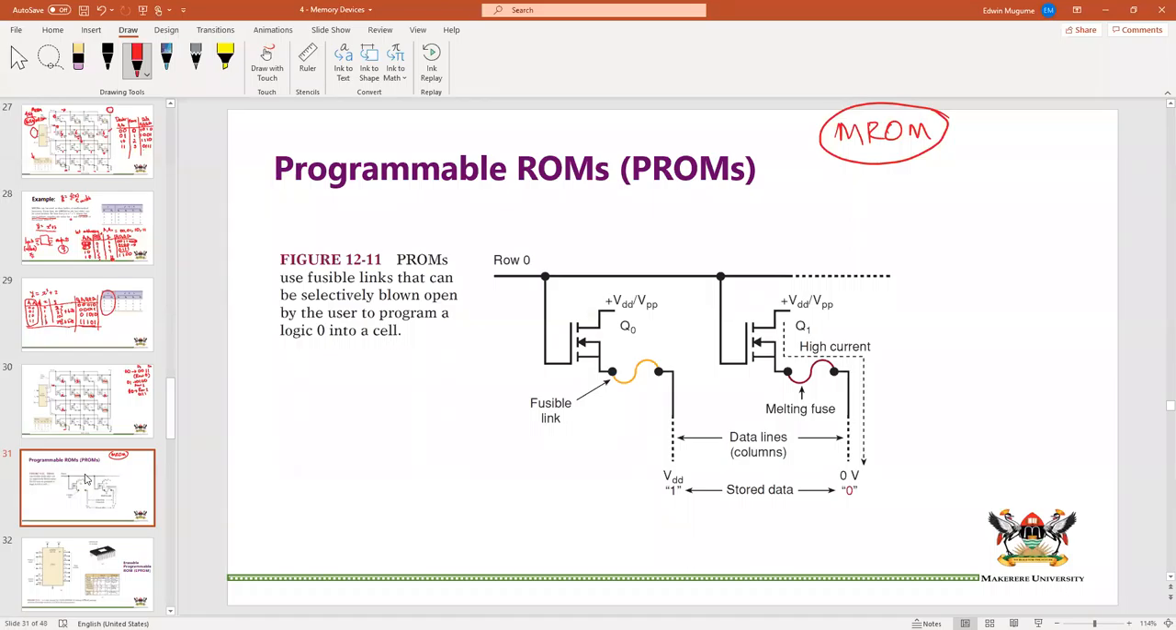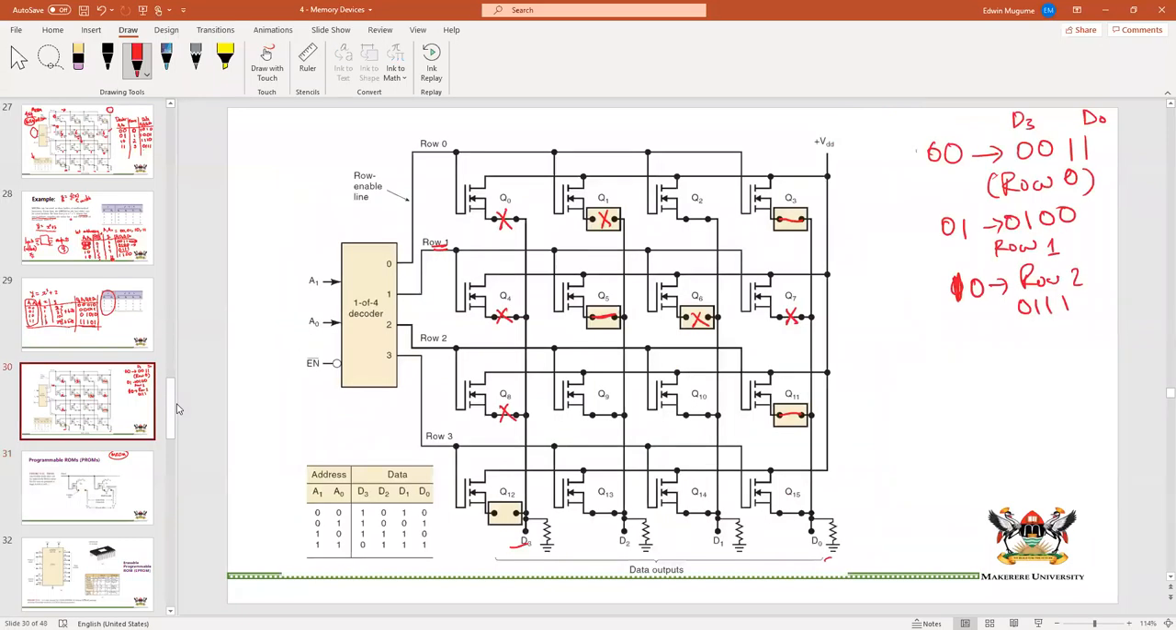So what they do is that they create the same kind of setup, but here they put fusible connections. They put like a fuse. Now, you know a fuse, how it works. They put a thin wire, and so you can burn it or you can leave it. That means that they put a fuse, instead of having a very solid connection.